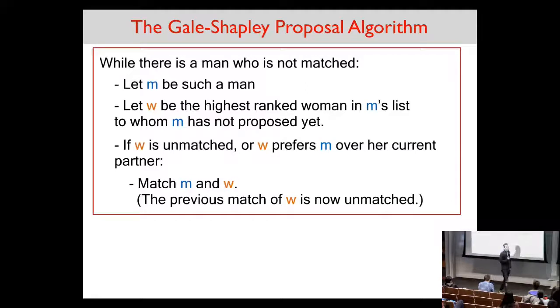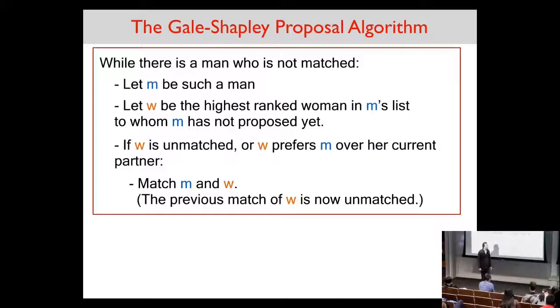And if you were to write it down, you could write it down informally like this. You could say, while there is a man who's not matched, we're going to repeat the following process. We're going to pick some man M that's not matched. We're going to let W be the highest ranked woman in M's list to whom M has not proposed yet, right? So the highest ranked woman that's not crossed off in his list at that point.